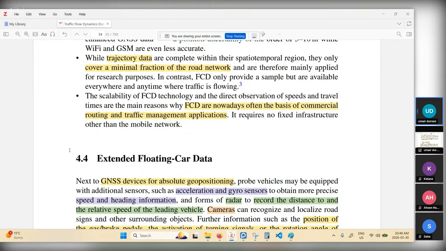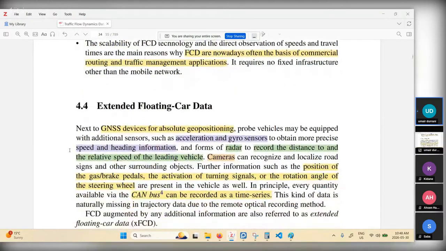So FCD are nowadays often the basis of commercial routing and traffic management applications. There are many companies. We know about Google Maps, but there's also TomTom. There's also HERE, which provide floating car data. You can get that using their APIs. Some of them have free tiers as well. And if you want to get, for example, historical traffic data, for that you need to pay and use a paid tier.